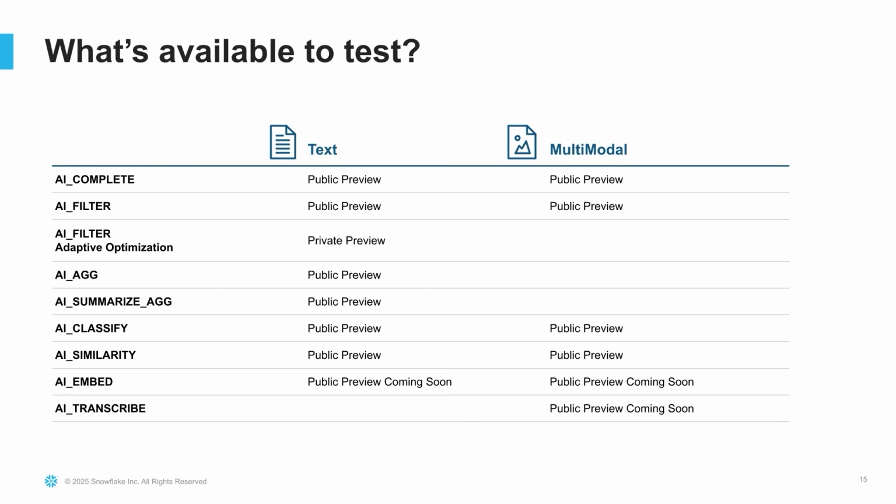With that said, how can you get started with these AI SQL functions? You can see, again, this is only a subset of the AI SQL functions that are supported by Snowflake. Check out the Snowflake documentation for more. But if you want to get started today and play with it, here are some of the functions for text and multimodal support.